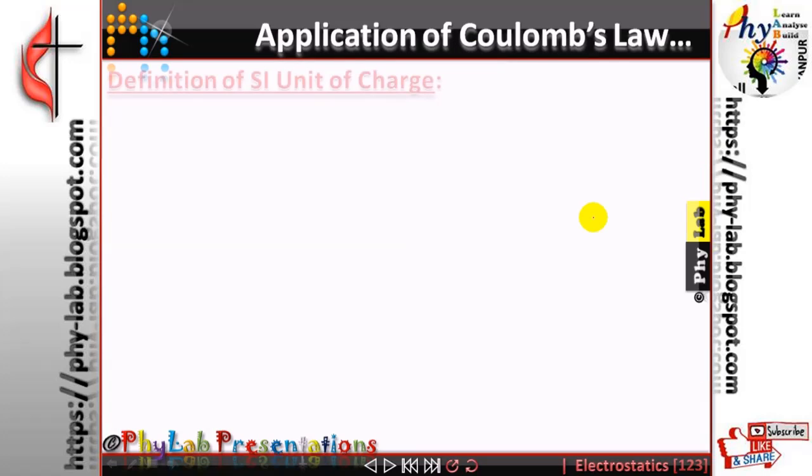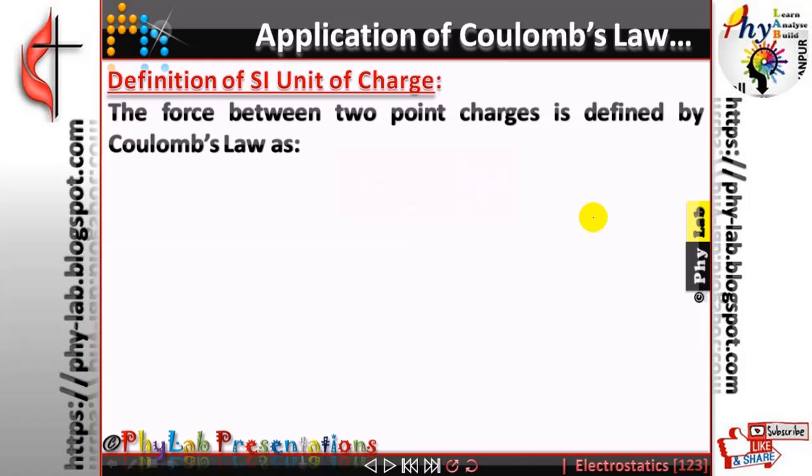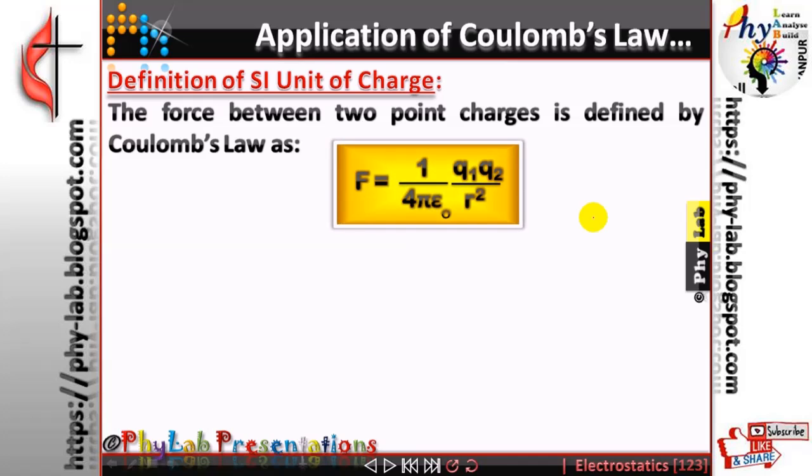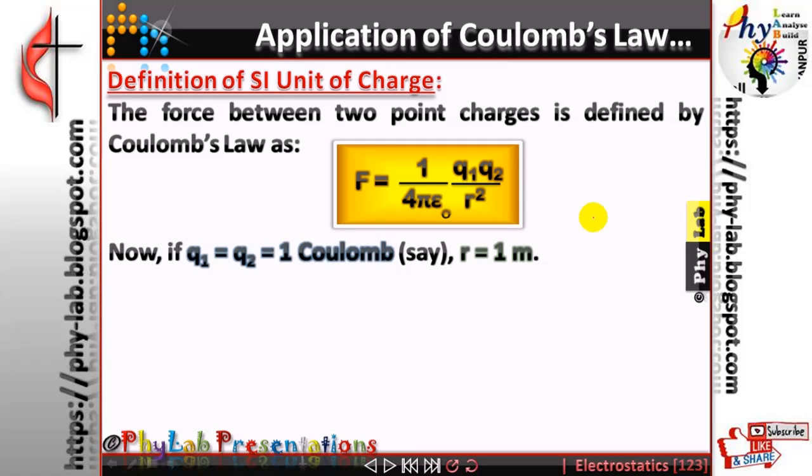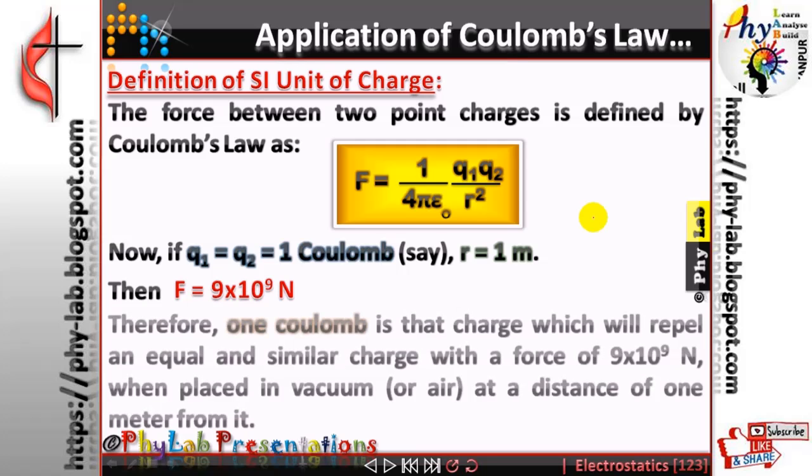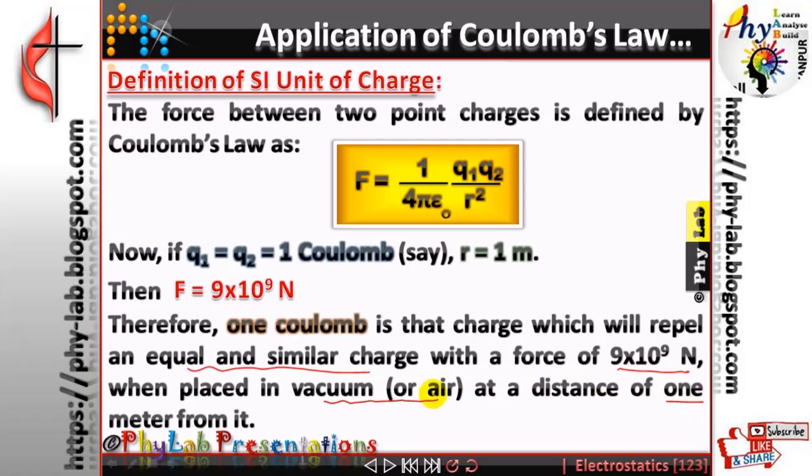Friends, with the help of Coulomb's law, we can define the SI unit of charge. Remember, I am defining the SI unit of charge. So this particular formula that we got from Coulomb's law can be utilized to define 1 Coulomb. So if I take Q1 and Q2 to be equal to 1 Coulomb and distance R to be equal to 1 meter, then F is equal to 9 into 10 to the power of 9, and this particular definition can then be used to define 1 Coulomb. 1 Coulomb is that charge which will repel an equal and similar charge with a force of 9 into 10 to the power of 9 newton when placed in vacuum or air at a distance of 1 meter from each other.